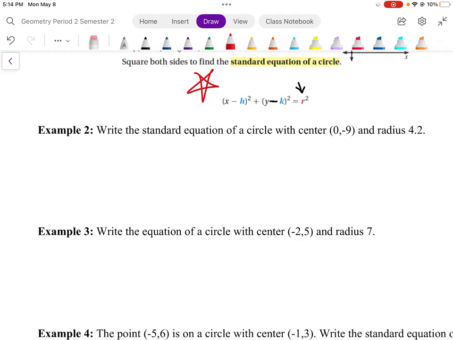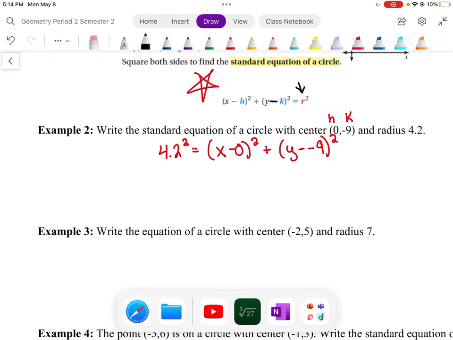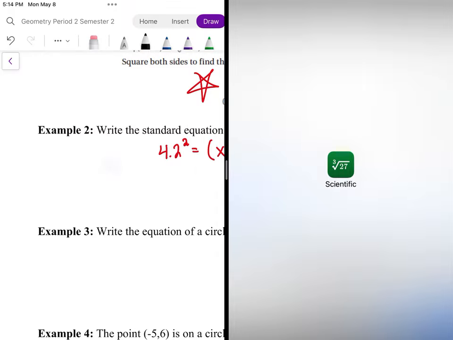Okay. Looking at example 2, we're going to write the standard equation of a circle with a center of 0, -9, and a radius of 4.2. So we're going to start with the radius squared equals x minus our h value, which is 0, in parentheses squared, plus y minus our k value. Now this one you want to be careful because you're subtracting a negative.